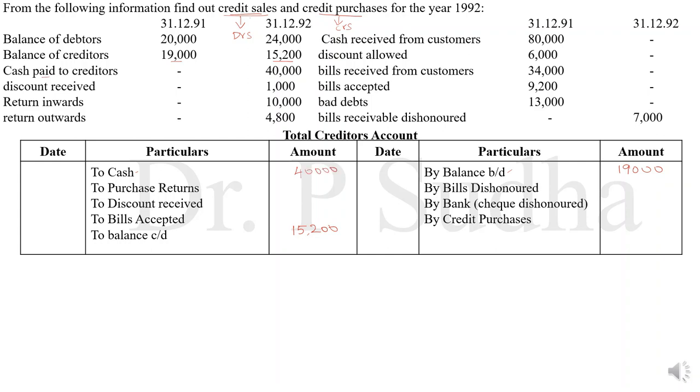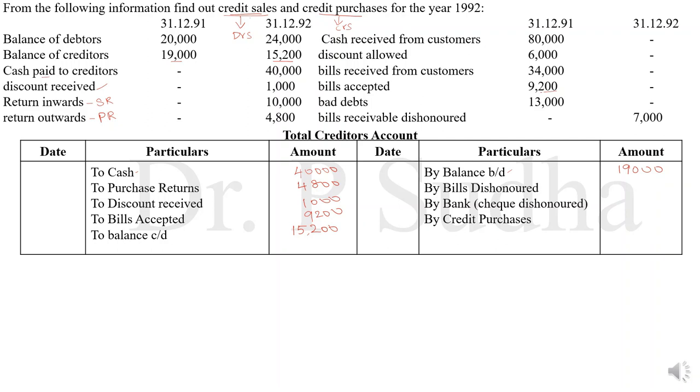Then purchase returns. There are two returns, return inwards and return outwards. Return inwards is sales returns and return outwards is purchase returns. So purchase returns is 4,800. Discount received. See, discount received is 1,000 rupees. Then bills accepted. See, bills accepted is 9,200.